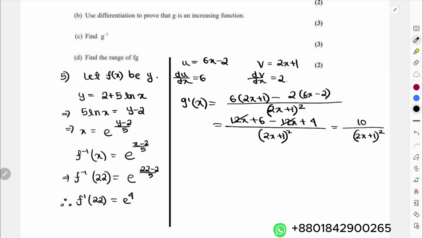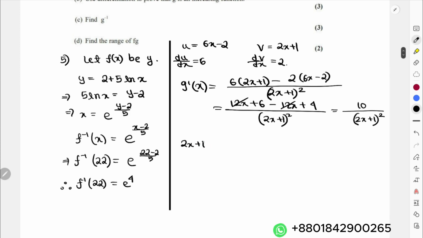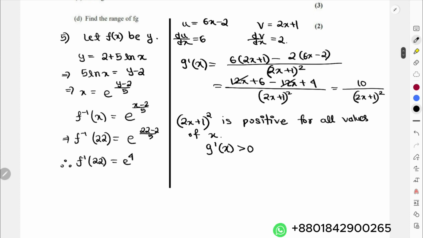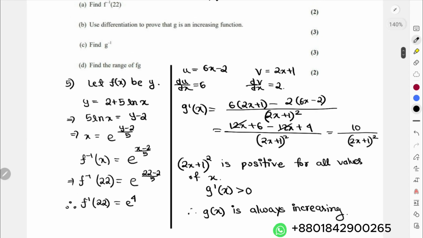Again, now you can understand that (2x plus 1) whole square is positive for all values of x, right? Which makes your g prime x greater than 0. If g prime x is greater than 0, then obviously your g(x) is always increasing. So therefore, you can say that g(x) is always increasing, right? This is it. Then after this, find out the range of fg(x).